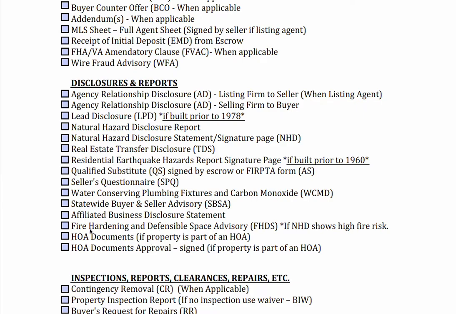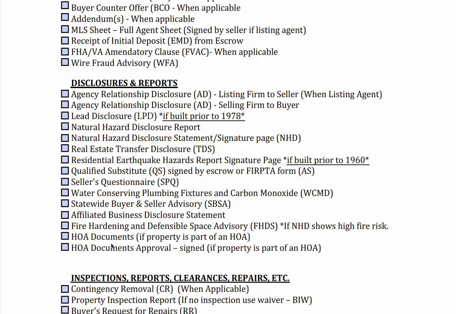This is a newer form down here. If there's a high or very high fire hazard risk, which can easily be found on the NHD, the Natural Hazard Disclosure, or through a web search, there's all sorts of maps now you can find for California where you can put in an address and see if it's in a high fire hazard zone. Then this form is then required. Fire hardening and defensible space advisory.